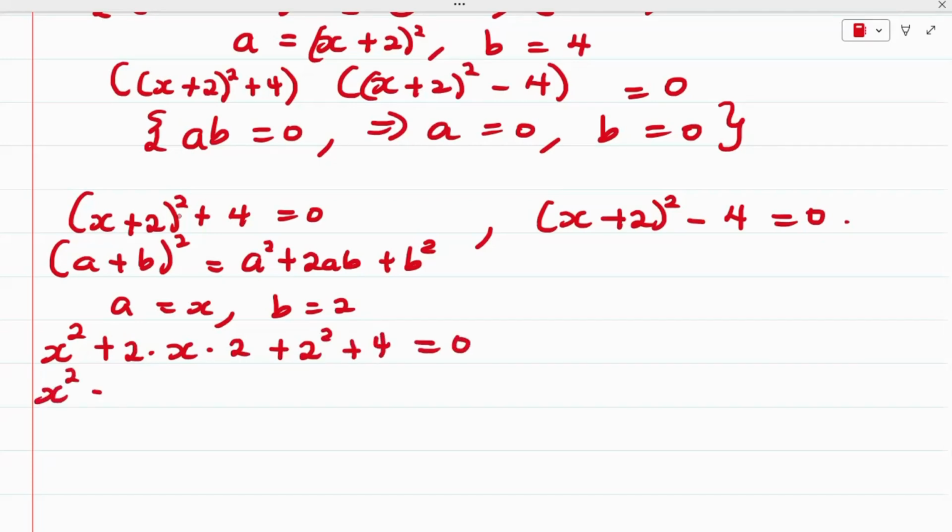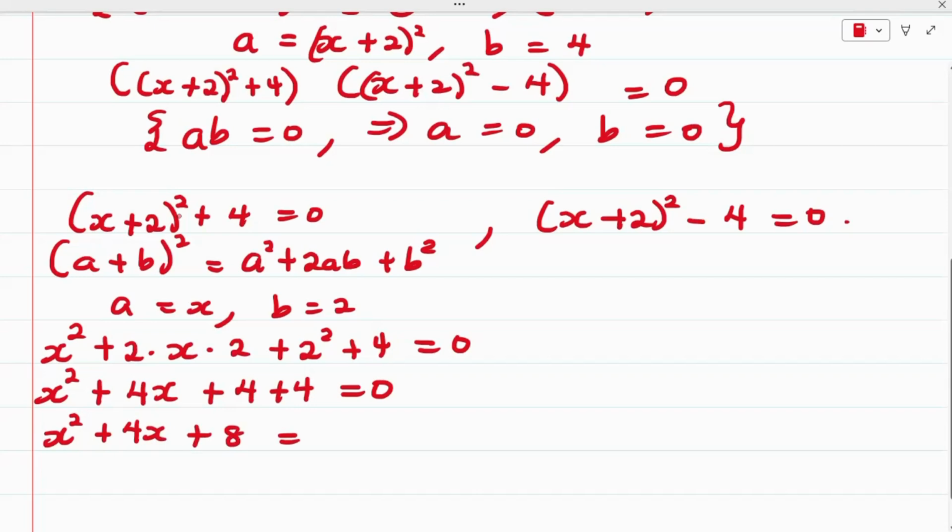We have that x^2 plus 2 multiply x is 2x. 2x multiplied by 2, we have this to be 4x, plus 2 raised to the power of 2 is 4, plus 4, and this is equal to 0. We have x^2 + 4x + 4 + 4, which is 8, equal to 0.